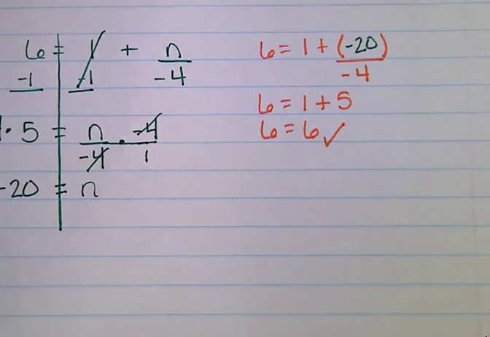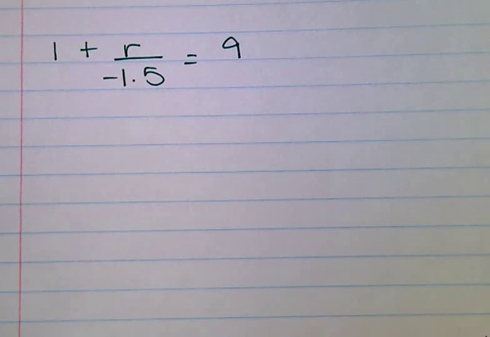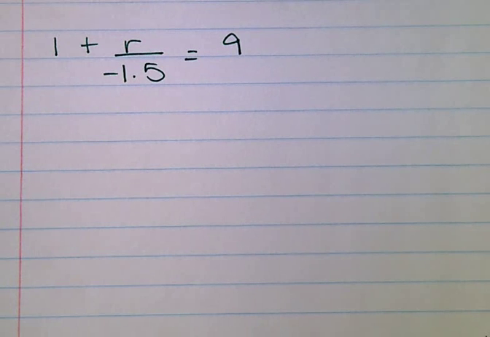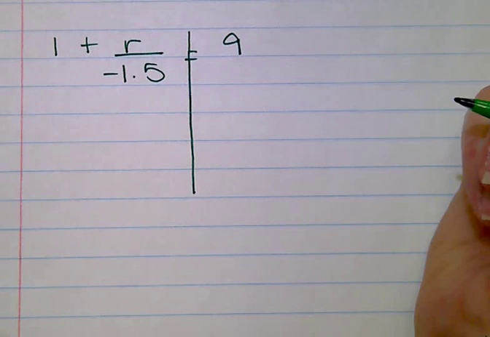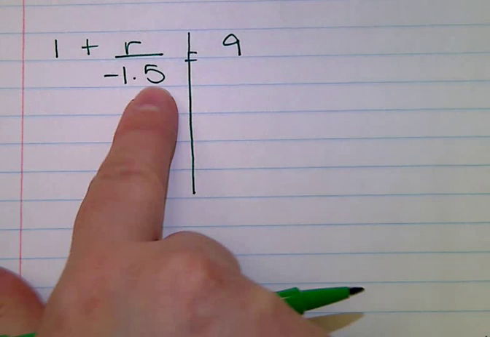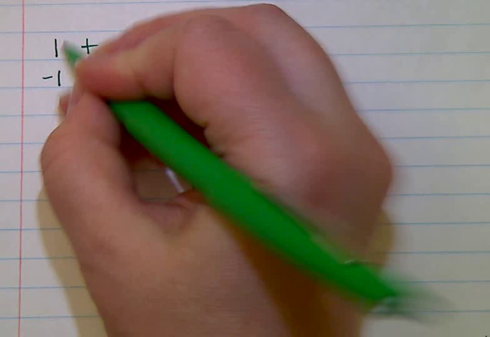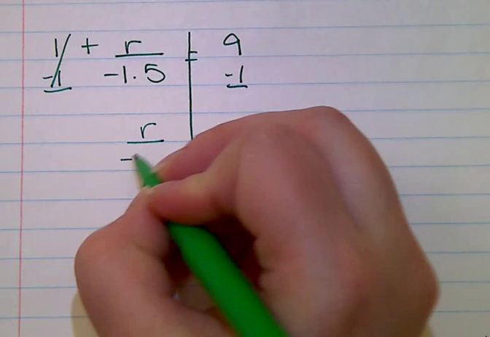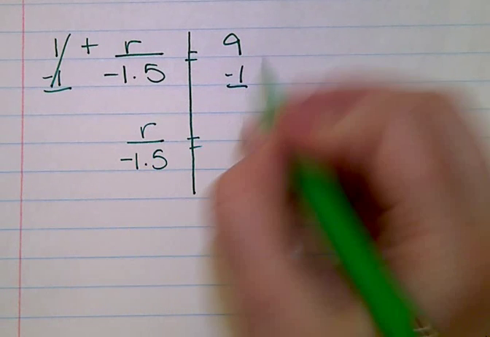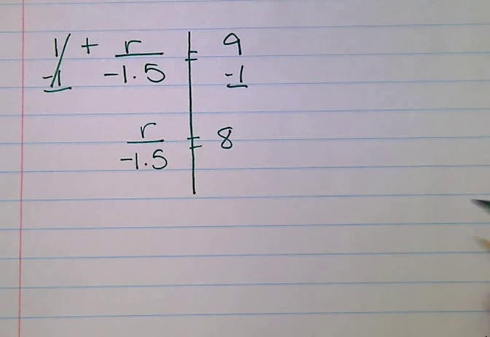All right, let's look at another example. This time, my variable is going to be on the opposite side, but no worries. We follow the exact same steps. There's our good friend, here's our best friend. So we're going to move the good friend away first. That's my 0. And I'm left with r divided by -1.5 is equal to 9 minus 1 is an 8.